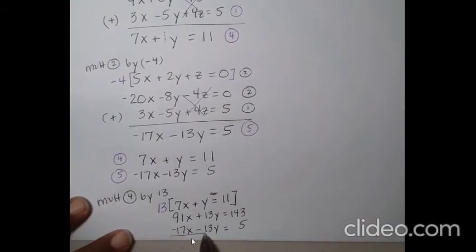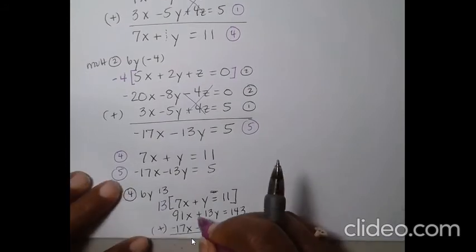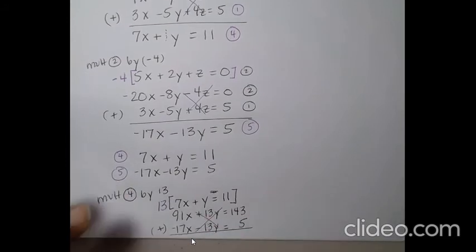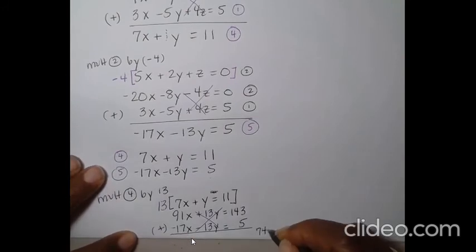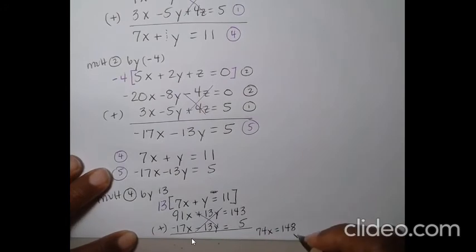Taking these two equations, we add them together. We see that the positive 13y and negative 13y cancel each other out. 91 and a negative 17 gives us 74x equals 148. We solve for the x here. We have x equals 2.